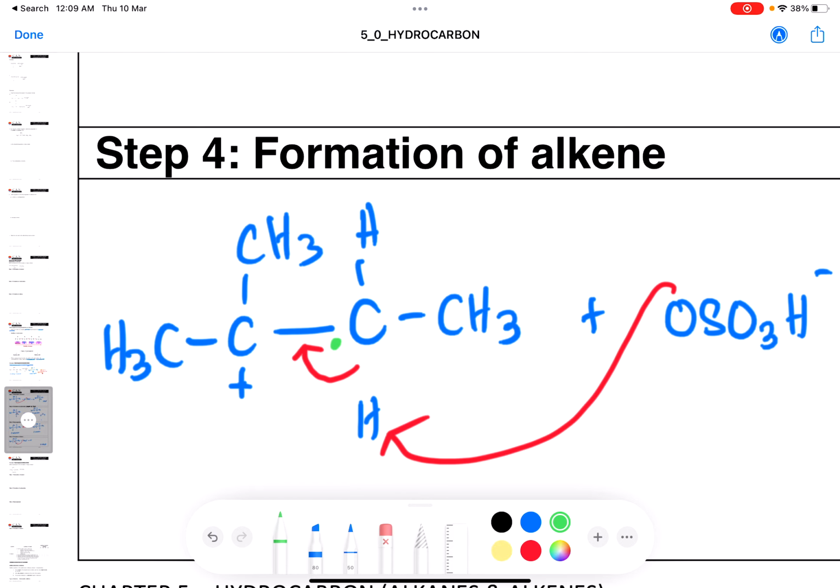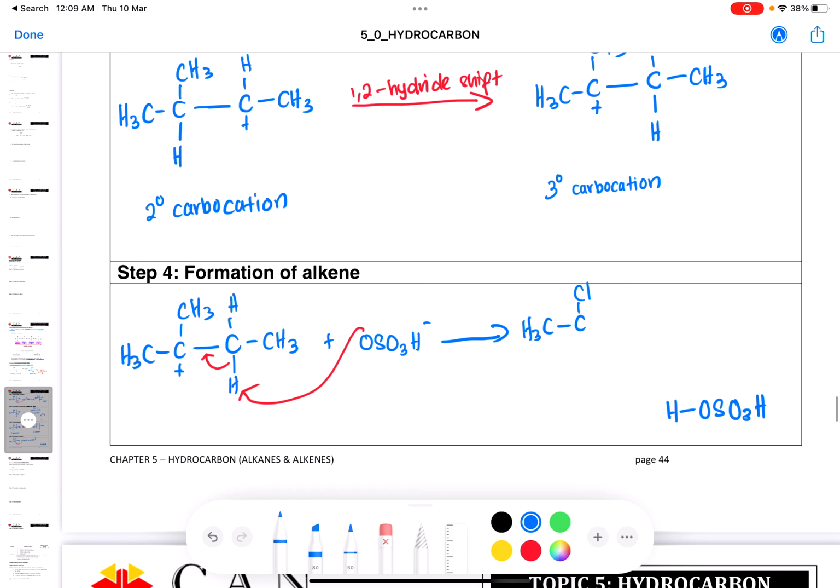goes here and the yellow can be placed here because this next carbon only has 3 carbons. So if we give another one, there will be 4. But we don't draw it like this. We just let it like this and we get the double bond. And there you go. This is our alkene.